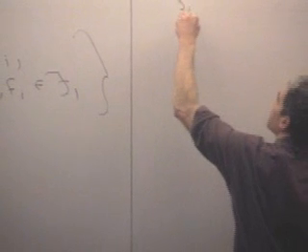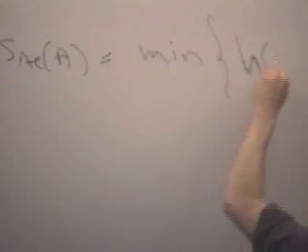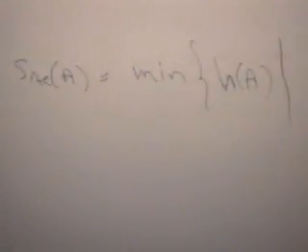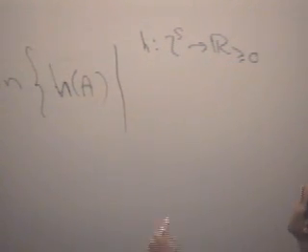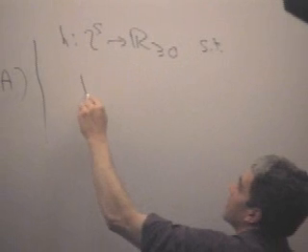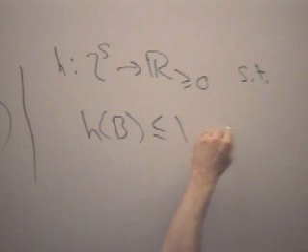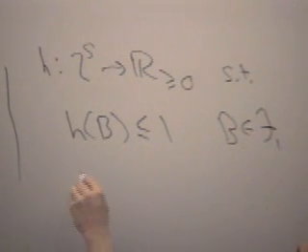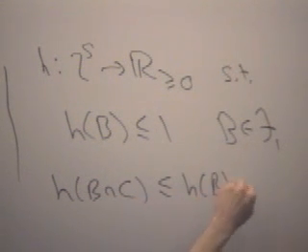The size of A is the minimum over all values h of A, where h is a function from 2 to the S to the non-negative reals such that h of b is less than 1 if b is in F1, and h of b intersect c is less than h of b plus h of c.